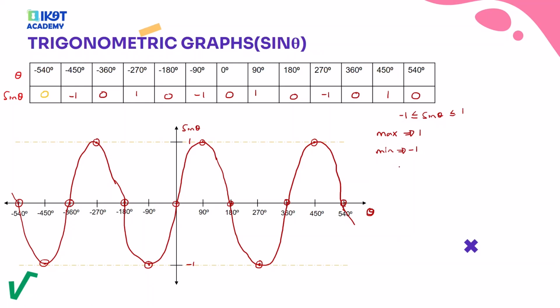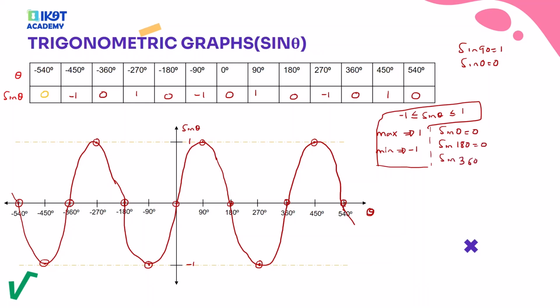Another important thing to note: when you look at the sine of 90, it is 1, but the sine of 0 is 0. Now let's look at another relationship. The sine of 0 is 0. The sine of 180 is 0. The sine of 360 is 0.